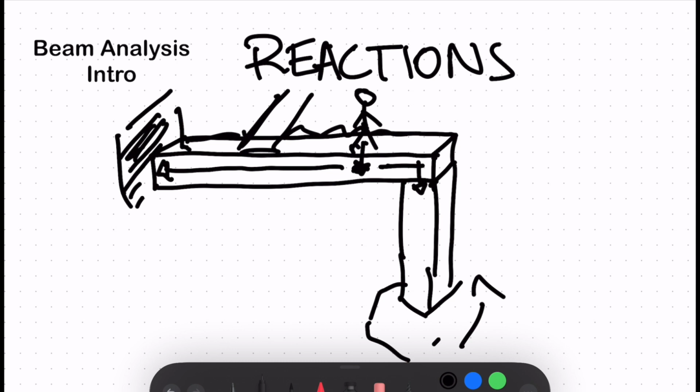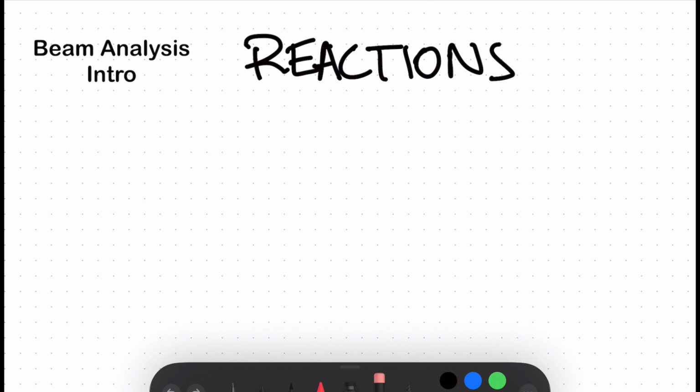So we need to understand how much of that weight will be distributed to one support or the other, or it might have multiple supports, right? So that's what beam analysis is, and that's how we can determine what kind of beam we can use or what dimensions we can use for the beam. All right, so now we have the general idea of what the beam does.